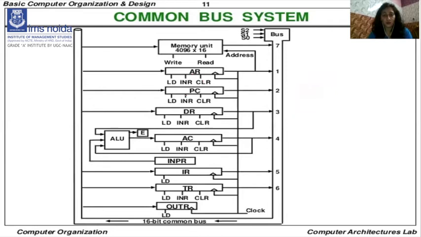Now here we can see there is a memory unit. The memory unit shows the size of the memory. 4096 words are there and 16 bits are there. It shows the size of the memory. We cannot use the various operations like load, increment and clear for the memory, because memory cannot do this. Memory can only read the data, as well as memory can write the data. Clear?